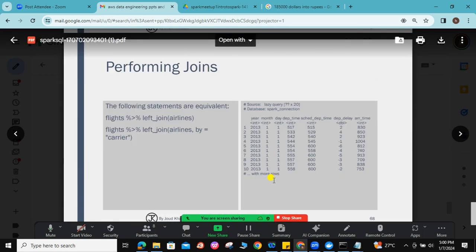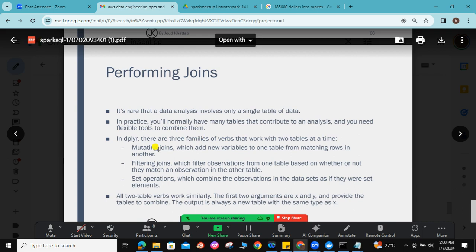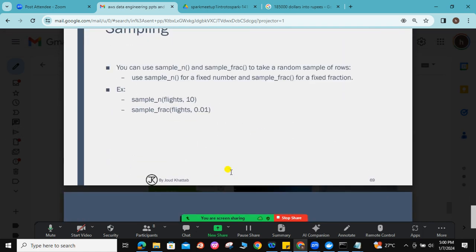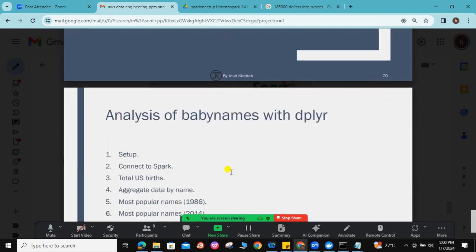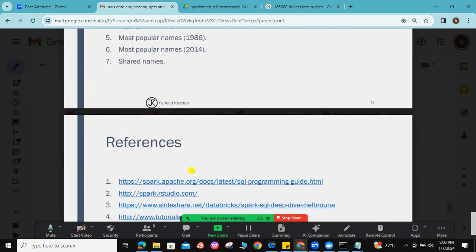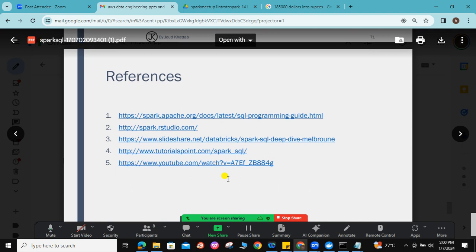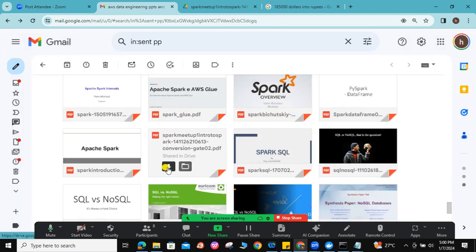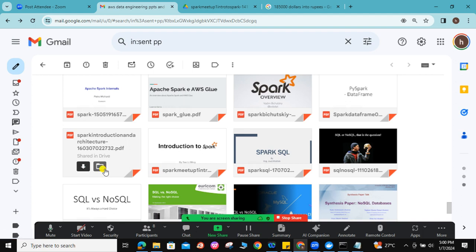Performing joins. Okay. You can read this, I don't want to explain. Spark SQL example. This is good for you to know all the SQL. There are references also. So what I'll do is download all these things that I explained to you.